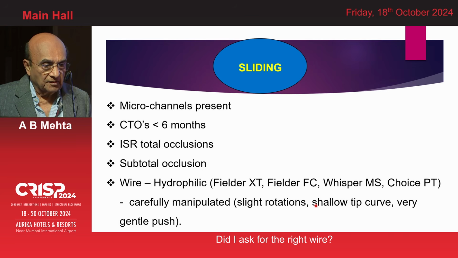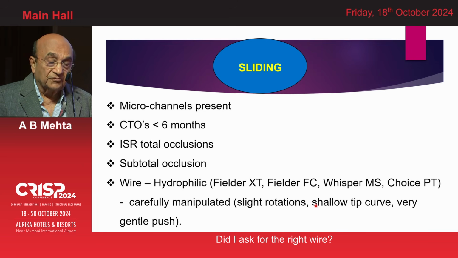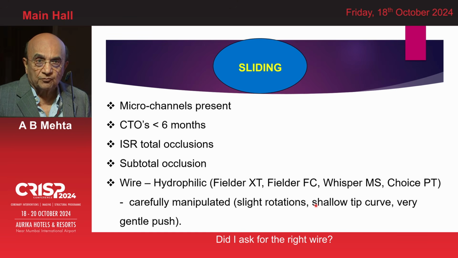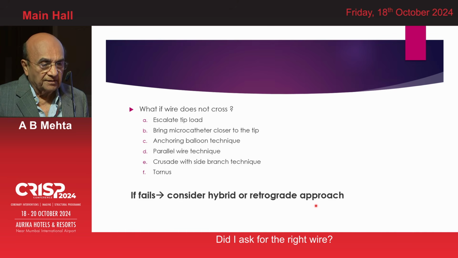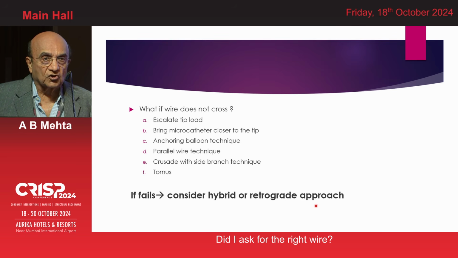All right. Now, sliding, it's very simple. Fielder XTA. When the proximal fibrous cap is tapered, it usually leads to microchannel, and there I think the success rate of Fielder XTA could be very, very high. All right. And then what if the wire does not cross?